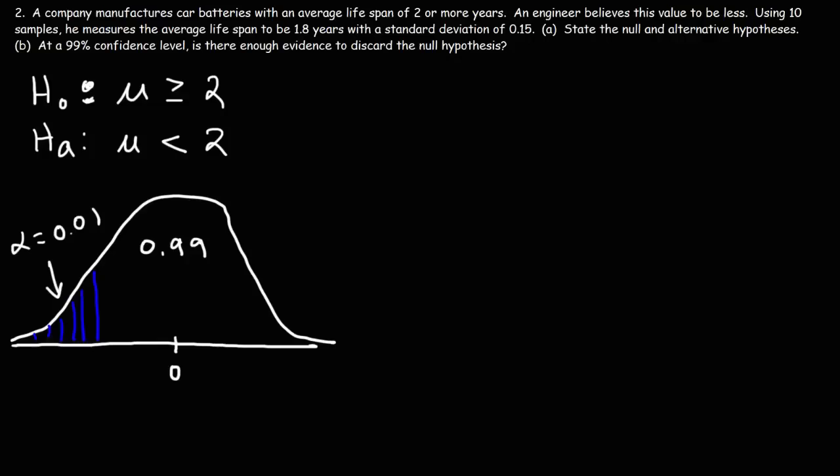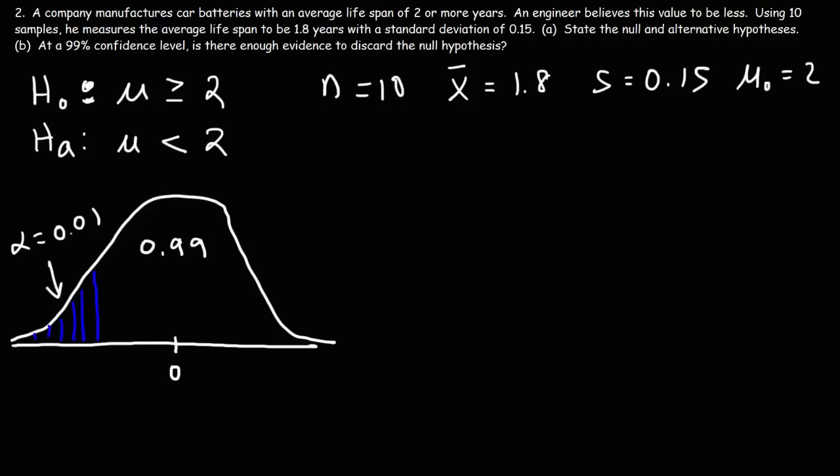So the engineer is going to use 10 samples. That means n is 10. He measures the average lifespan to be 1.8 years, so that's the sample mean. The sample standard deviation is 0.15. And we know that the hypothesized mean is 2 or more. So we're going to put 2 for this value.